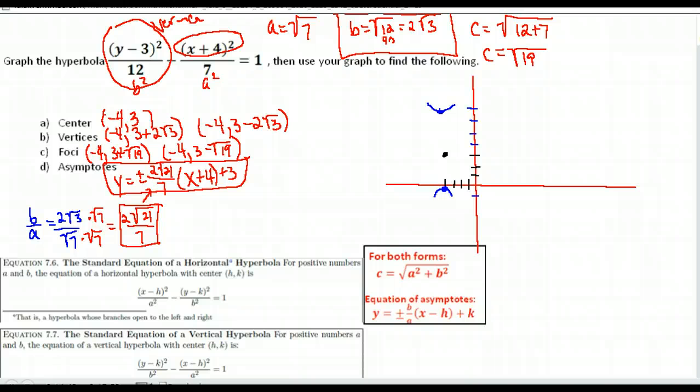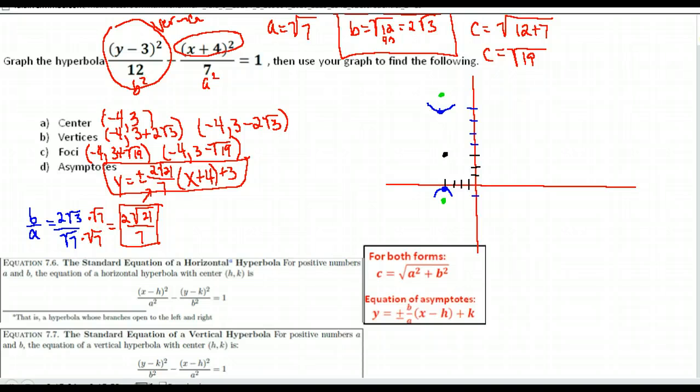The focus points are at 3 plus the square root of 19, or 7.3, and 3 minus the square root of 19, which is -1.35. About there.